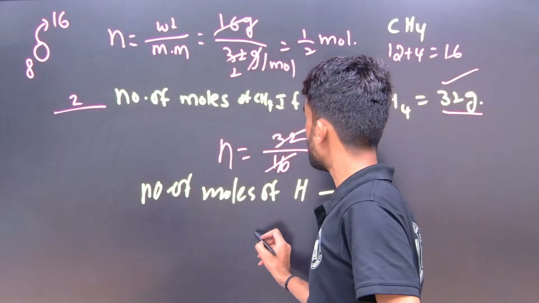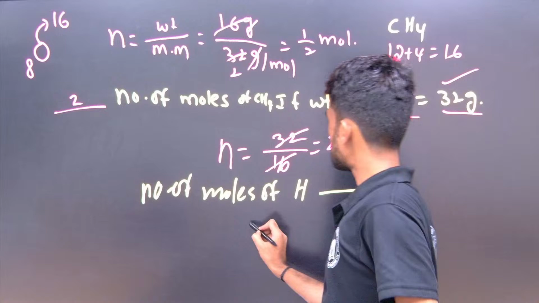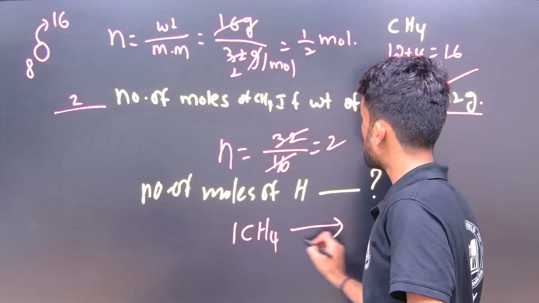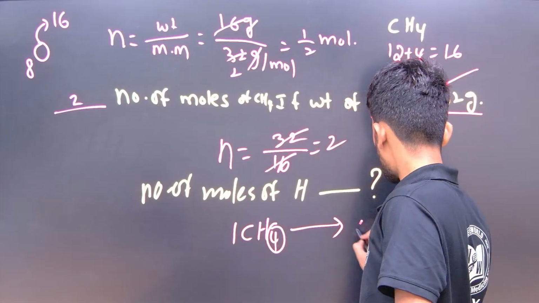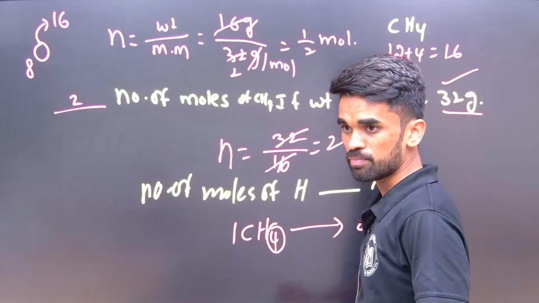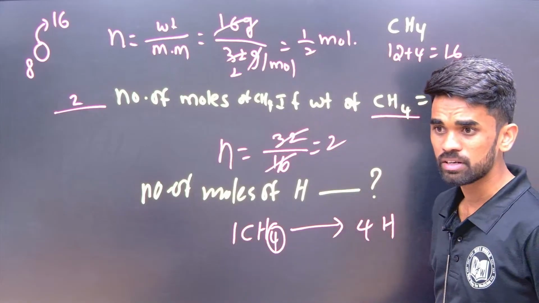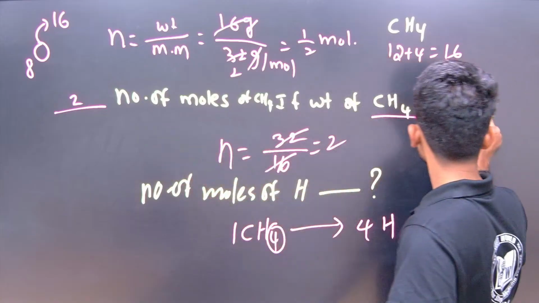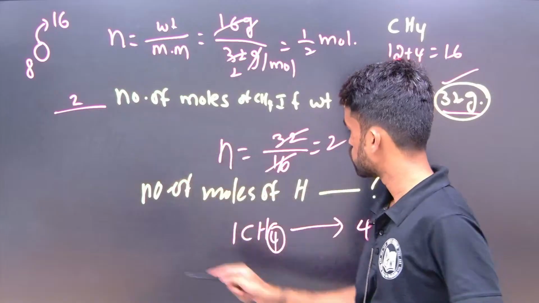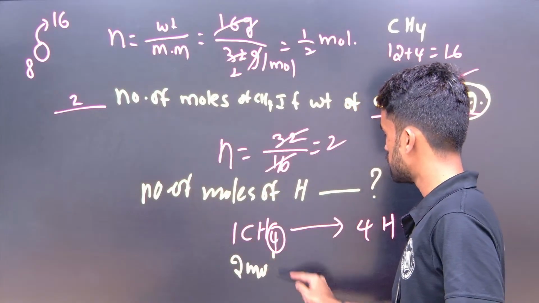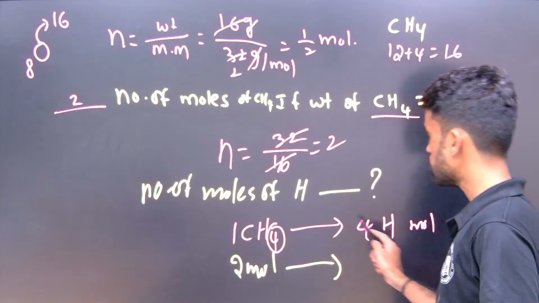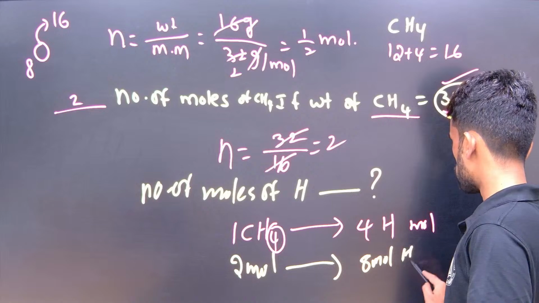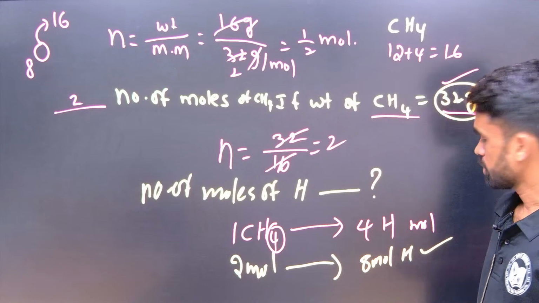So here, just look, methane is there, no? If I say 1 molecule of methane, how many hydrogen atoms are there? 4 hydrogen atoms are there. If I say 1 mole of methane, how many moles of hydrogen will be there? 4 moles of hydrogen will be there. But in the given question, 32 grams corresponds to how many moles? 2. If it is 1 mole, 4; if it is 2 moles, 8 moles of hydrogen will be there. Okay? Yeah. Next.